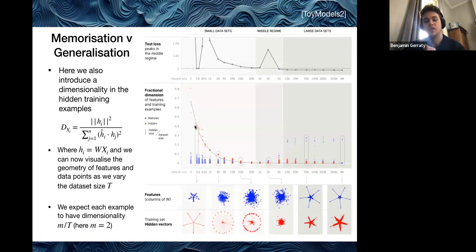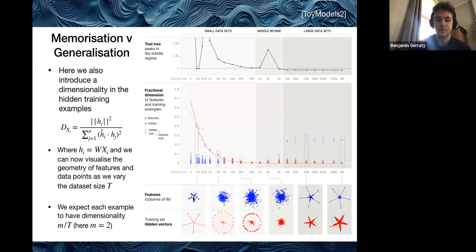So we see the test loss in this low data set gets pretty good. And then as the data set gets larger, we get this increase in the loss. And then as the data set gets even larger, we get this decrease in loss again. And if you look at the dimensionality, it seems like the dimensionality of the hidden data is very high in the low data sets. And then as the data set gets larger, we see that the dimensionality of the features gets larger and the dimensionality of the hidden vectors gets smaller.